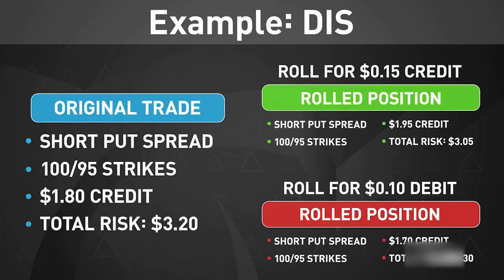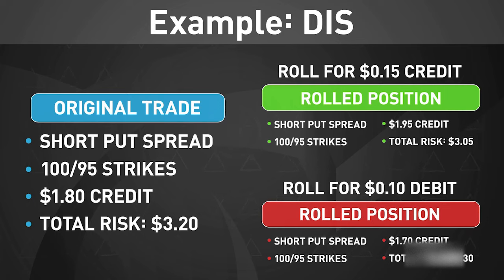So why is it so important that you roll your defined risk strategies for credits? Well, it's pretty simple. Doing this ensures that you reduce your risk. Suppose, for example, you have a 195 short put spread in Disney that you sold for $1.80. At trade entry, your total risk in the trade is $3.20, and that total risk is capped regardless of what might happen to the price of Disney. I mean, it could fall to zero, and that risk would still be the same.